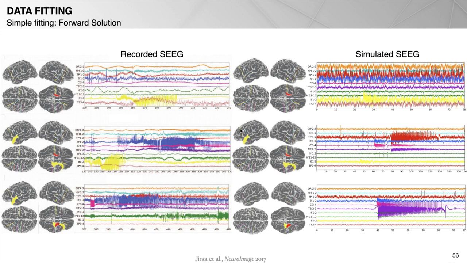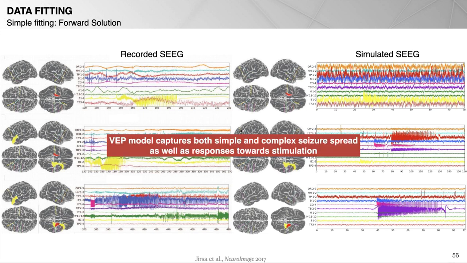And then you have also in the lower panel the left hippocampus that was stimulated, and we observe a propagation pattern in the left temporal lobe, similar to the real SEEG recordings. And so we can see that our virtual brain model captures both simple and complex seizure states of the patient, but also the responses toward the stimulations.